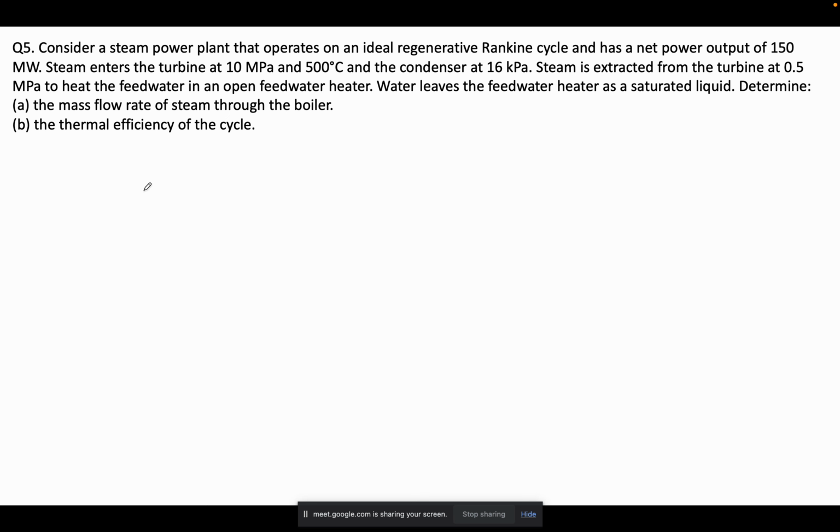Okay, so now first of all go to the schematic. So this is my boiler.